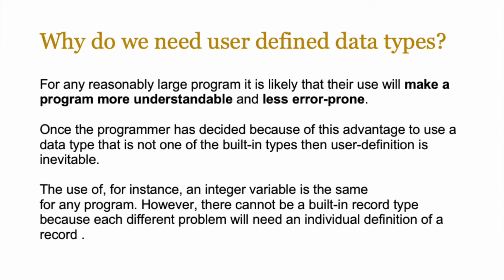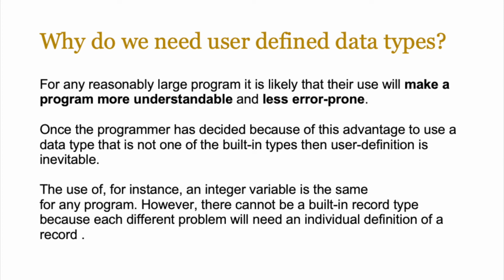So for now, we're just going to come back to why do we need user-defined data types. And as we already know, the three main reasons are encapsulation, reliability, flexibility. But for any reasonably large program, it is likely that their use will make a program more understandable and less error-prone. Because once a programmer has decided, because of this particular advantage, to use a data type that is not one of those built-in ones, then user definition is inevitable.